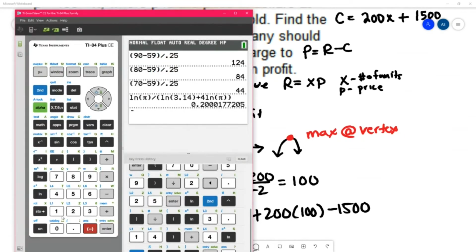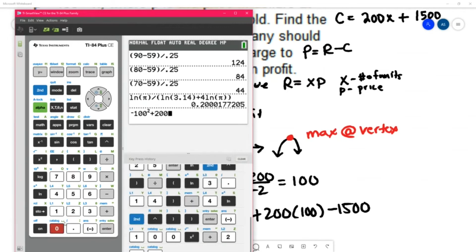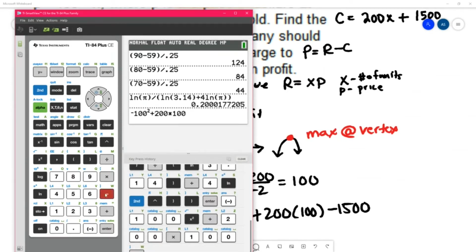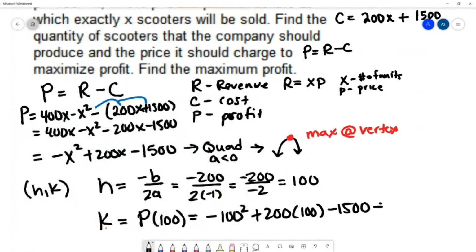Negative 100 squared plus 200 times 100 minus 1,500. We get 8,500.